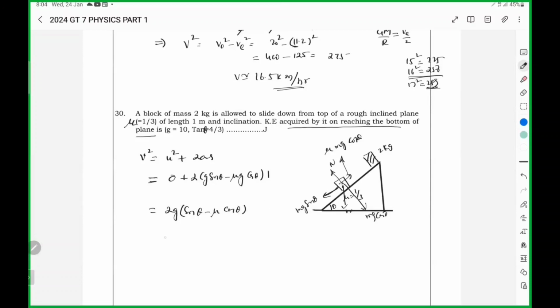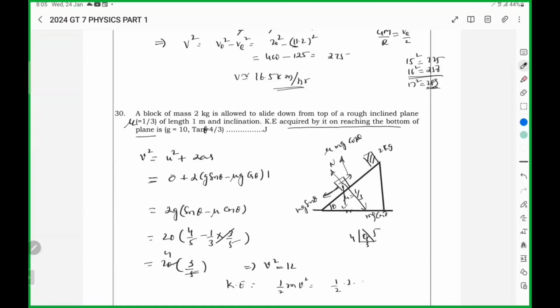G here is 10. Once tan theta is 4 by 3, sin theta will be 4 by 5, cos theta 3 by 5. So V square is 12. Kinetic energy is what?